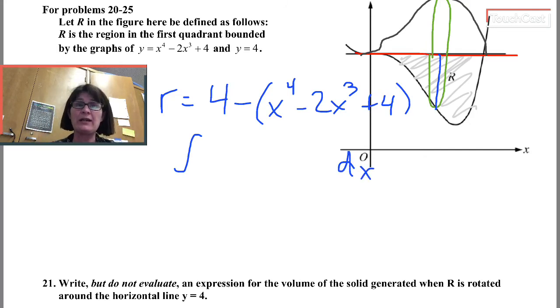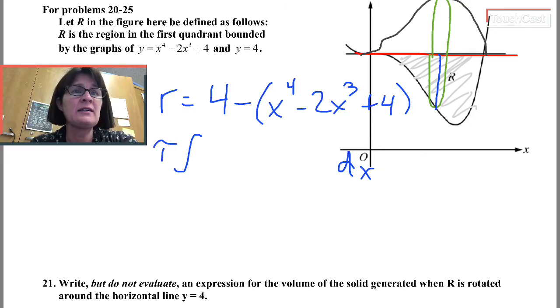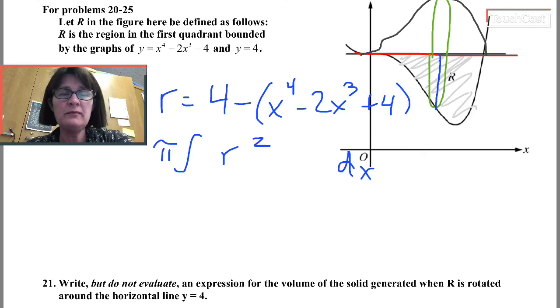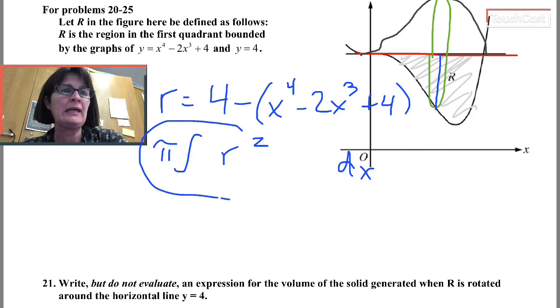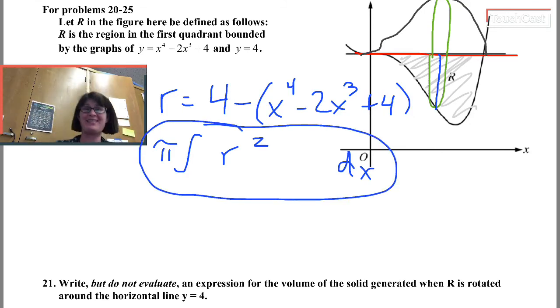I need area times thickness. Well, in this case, every slice has a face that's a circle. So it's going to be pi r squared. This is just me thinking through this. You don't have to write that. You probably wouldn't get any points for writing that. You might get a point. If you put limits on it, you would almost certainly get a point.